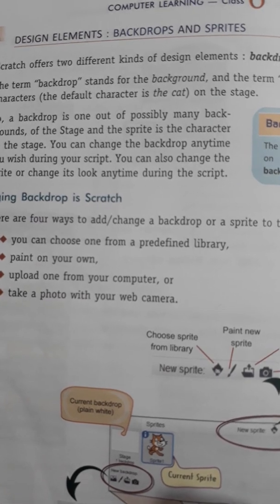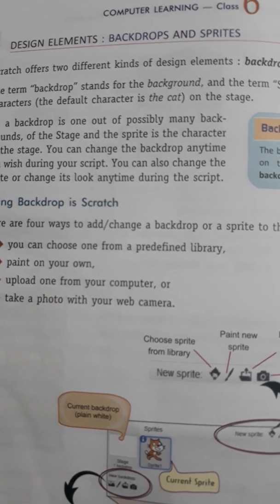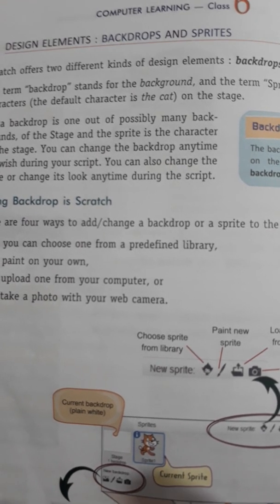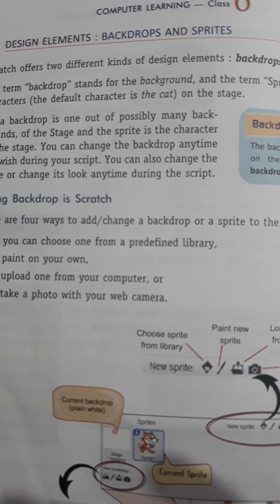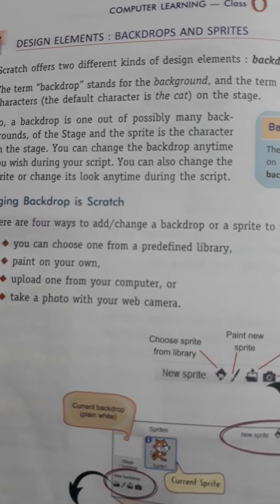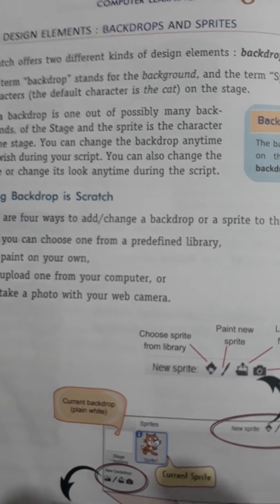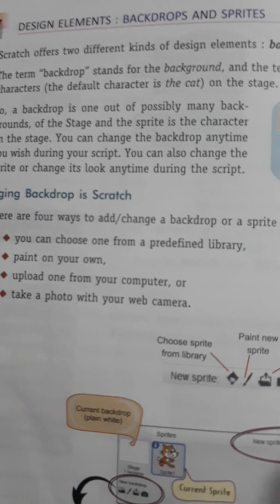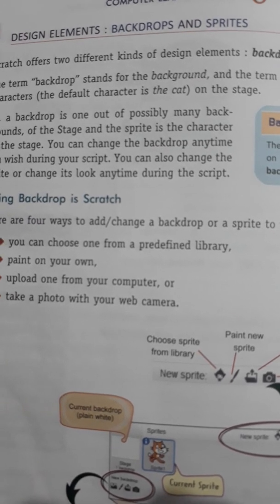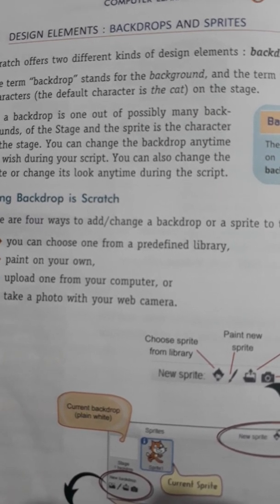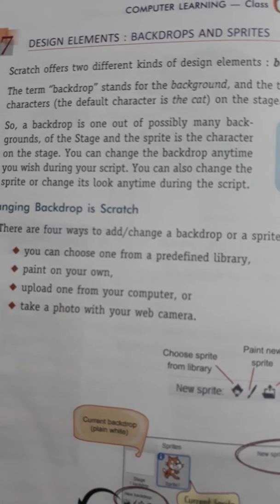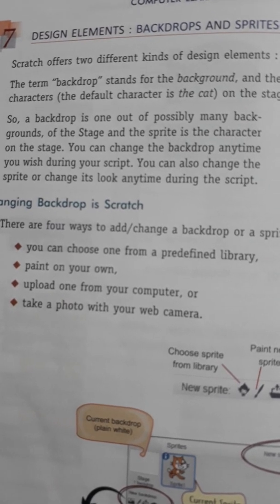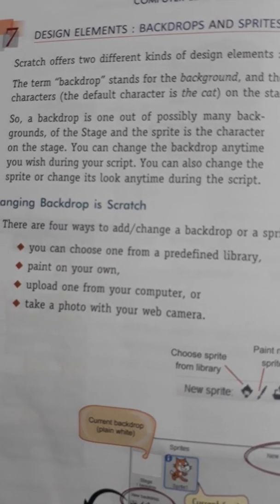In Scratch program, we have seen there are two main things. One is background, or we can say backdrop also, and the other is sprite. Background is the stage of the Scratch program where the sprite moves around or makes some action. And the sprite is a graphic object or image that performs any specific task or does any action in the Scratch program according to the script or program.